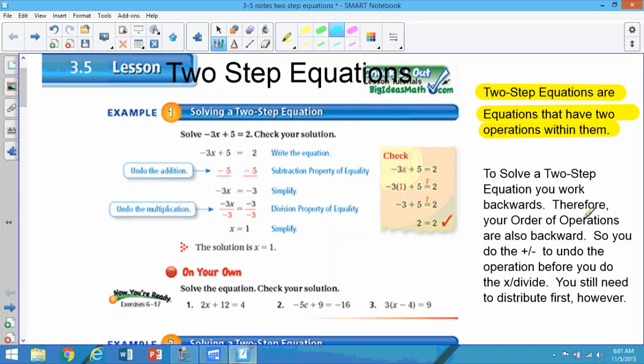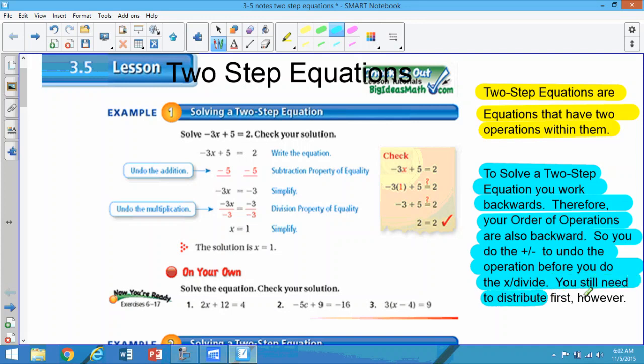Now, to solve a two-step equation, you have to work backwards. Therefore, your order of operations are also backward. So you do the addition and subtraction to undo the operation before you do the multiplication and division step. However, you still do need to distribute first. If you have parentheses there, you need to distribute first because you have to undo that parenthesis. Okay, so let's go through this real quickly.